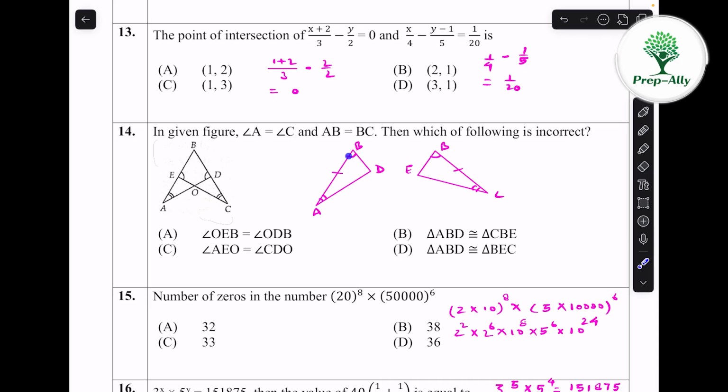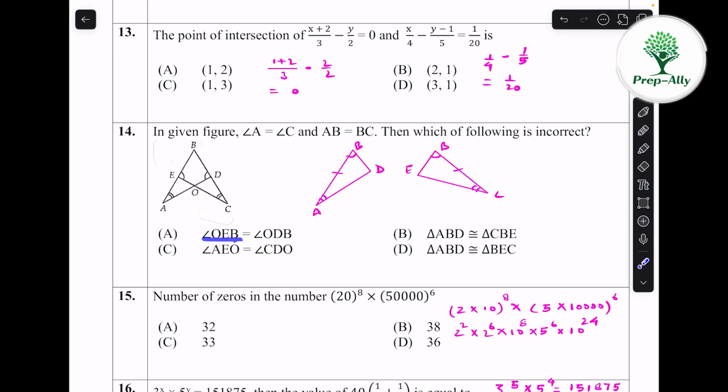That means see here now, angle side angle, right? So these two triangles are congruent, this one and this one, right? So definitely this D angle equal to this E angle right here. So this one AEO, because if this angle equal to this angle, so definitely AEO equal to CDO, right? So this is correct.